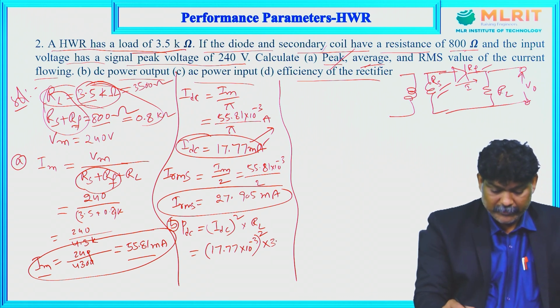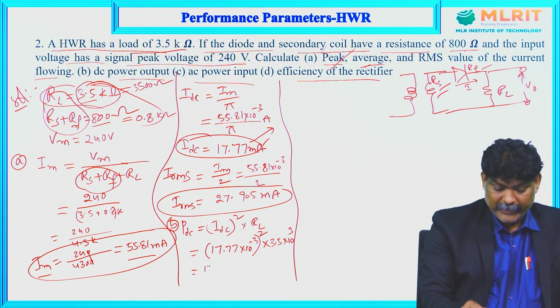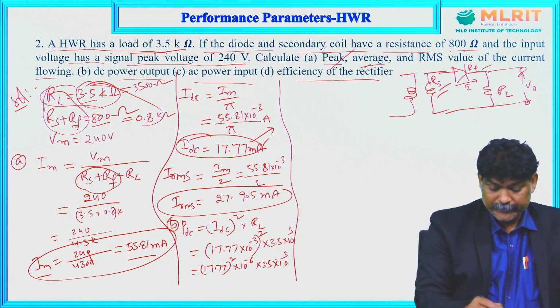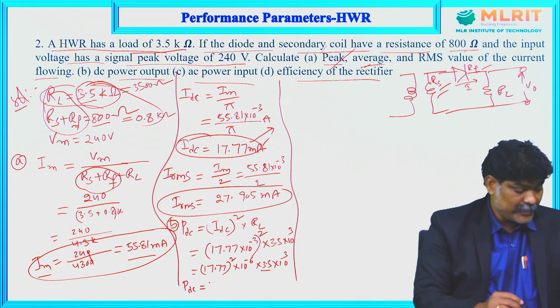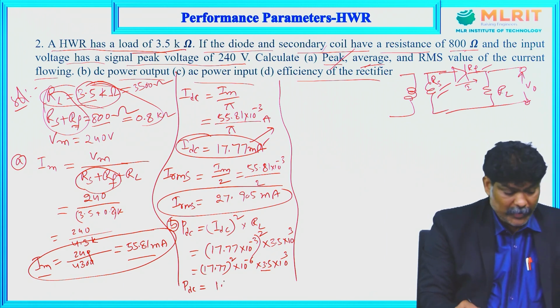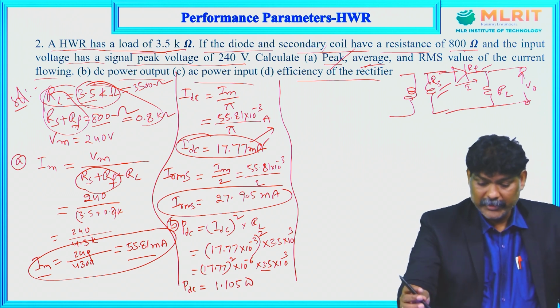So 3.5 into 10 power 3, I can write kilo ohm. So 17.77 whole square into 10 power minus 6 into 3.5 into 10 power 3. So if you square this value and solve for this, we can directly get the DC output power as 1.105 watts approximately.